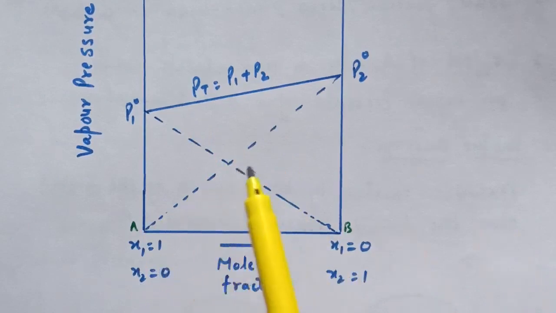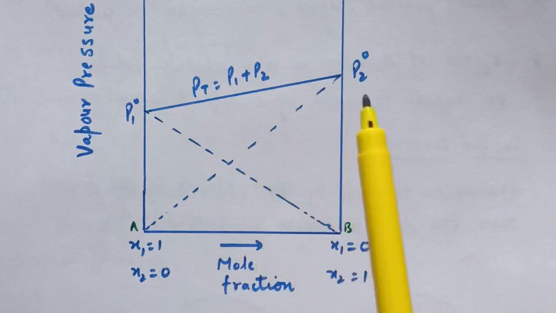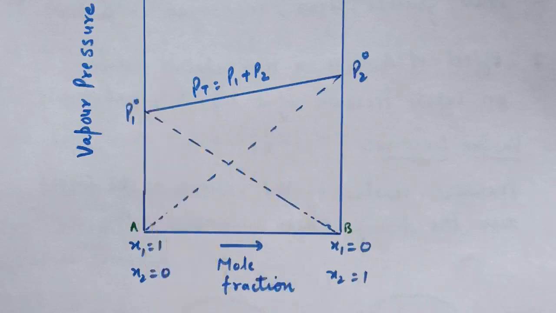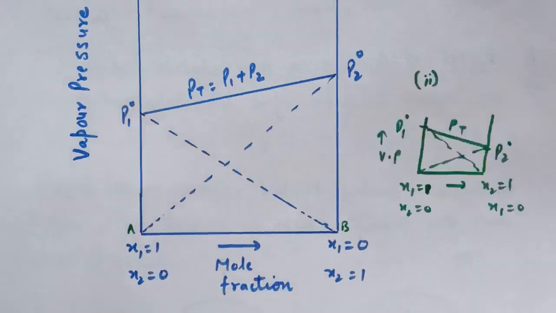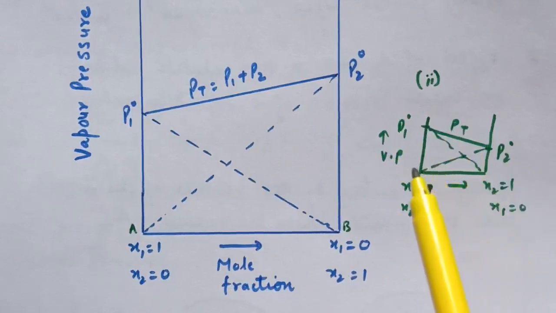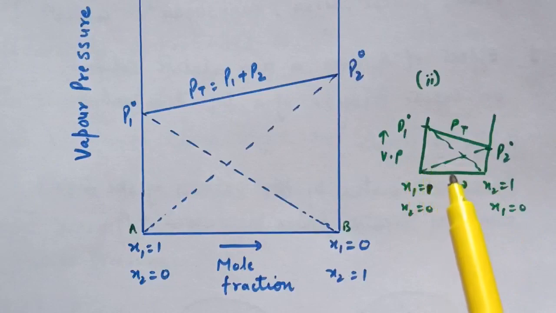We can also draw the curve by assuming that component 2 is less volatile than component 1. In that case, the graph will be different. The graph will look like this in the case when component 1 is more volatile than component 2.